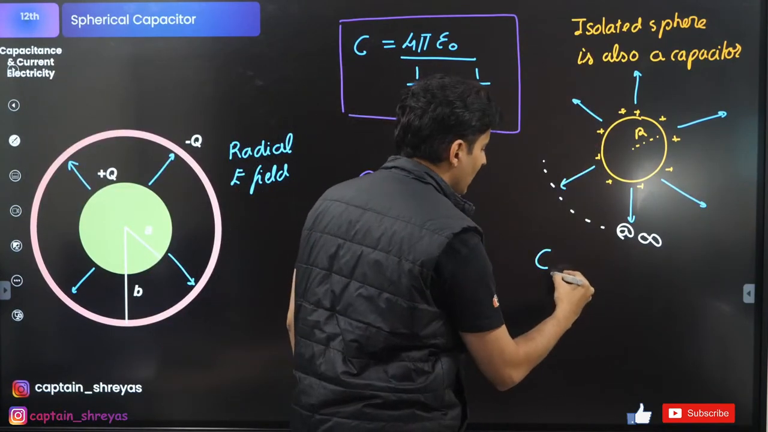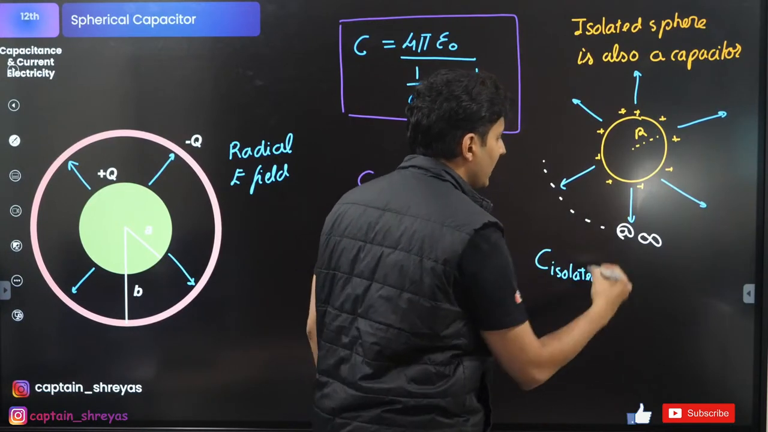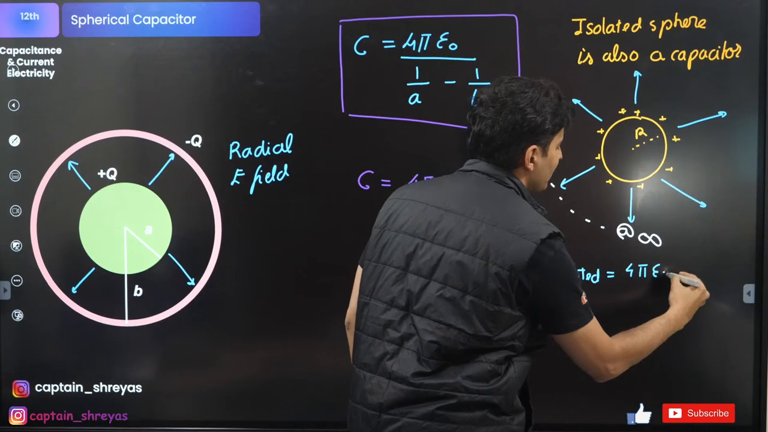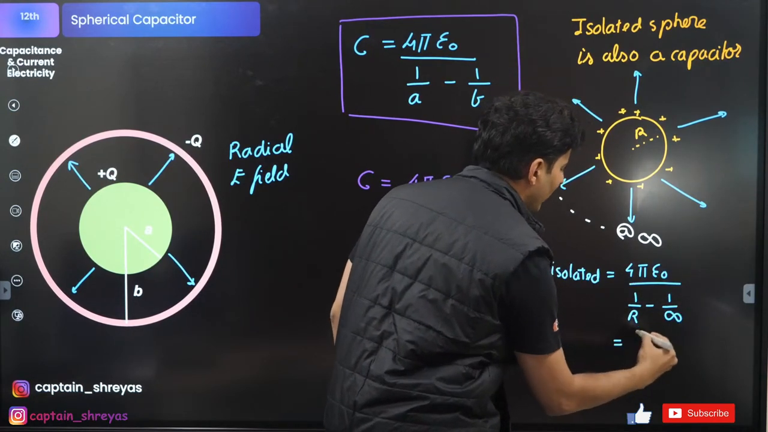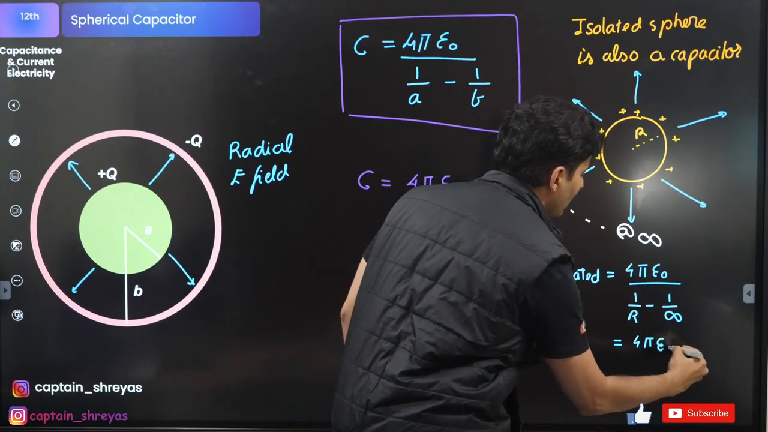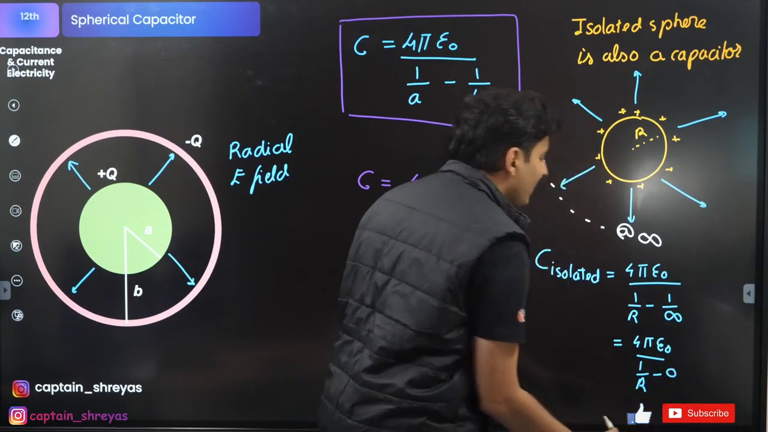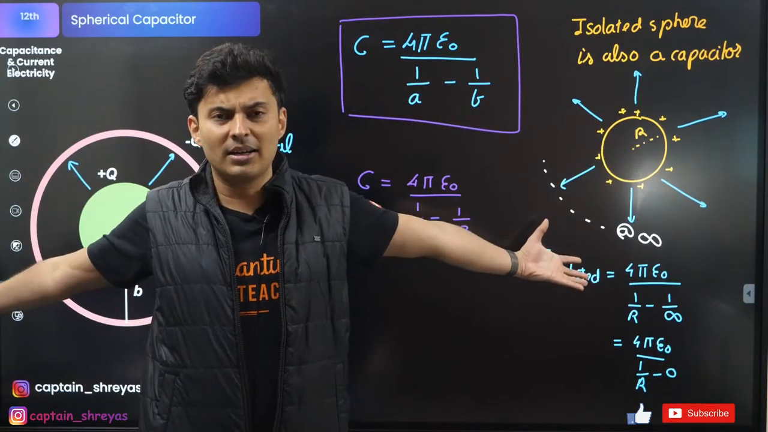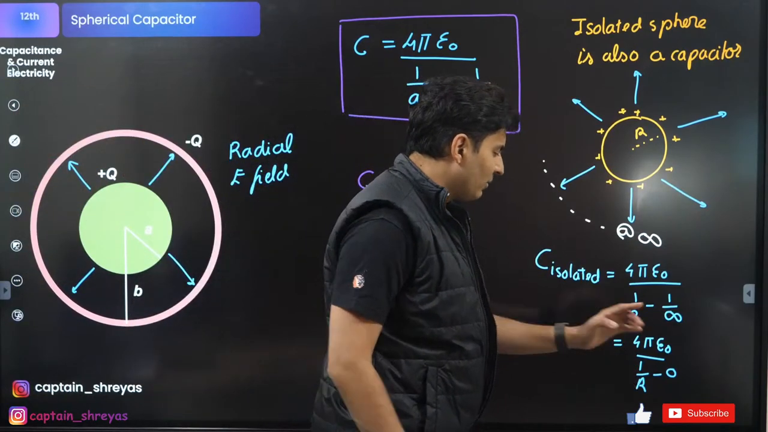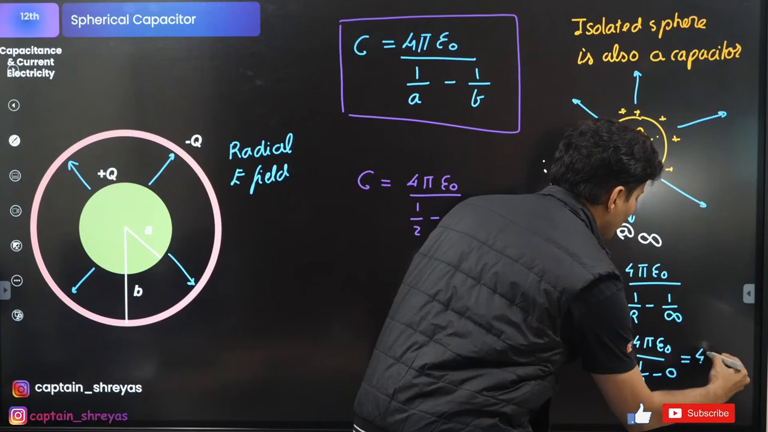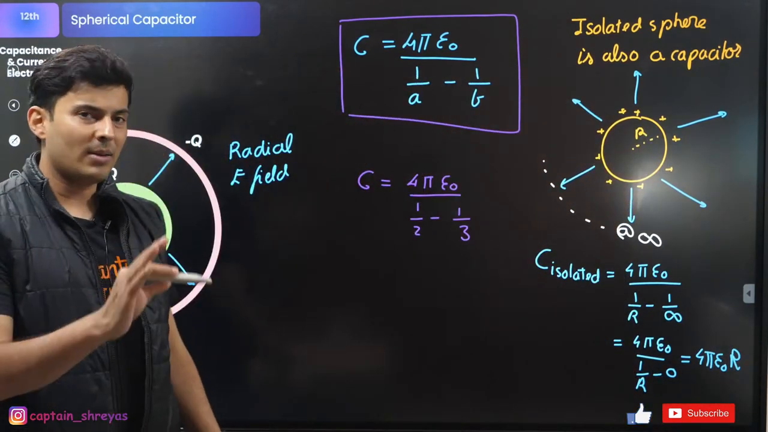So the capacitance for such an isolated sphere will become 4 pi epsilon naught times (1 by r minus 1 by infinity). But wait a minute, I know what 1 by infinity is. 1 by infinity is nothing but zero. It's a big fat zero. 1 by a very large number is going to make it small. So I'm just left with 1 by r. So r goes on the top, and it will just become 4 pi epsilon naught r.